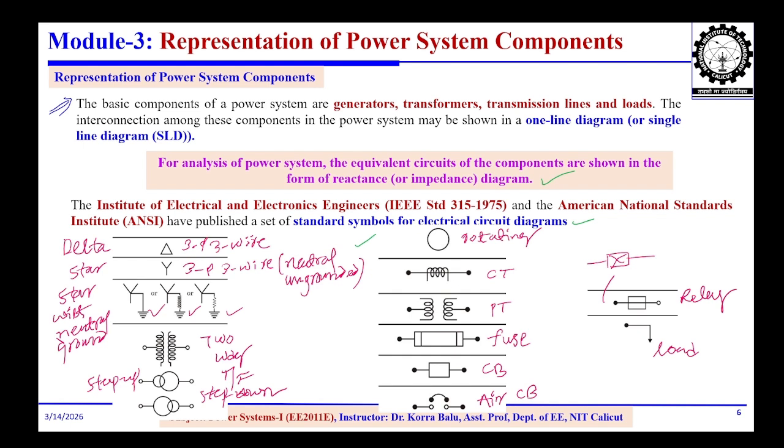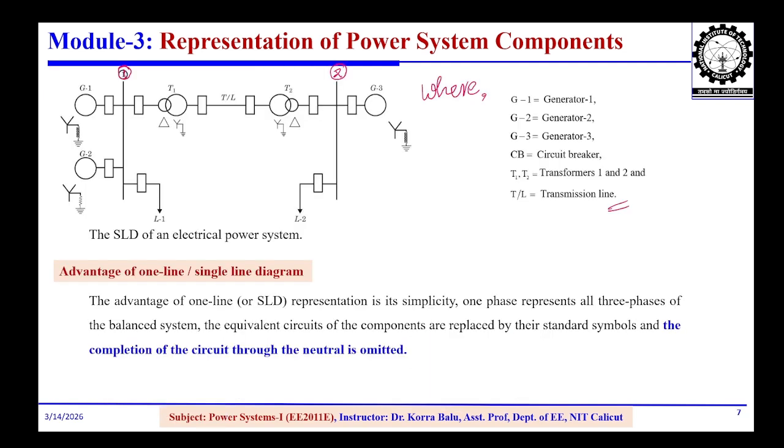Then we'll see the two winding transformer. We can show the two winding transformer, step up and step down, by using these two symbols. Then the circle which represents the rotating machines in power system representations. Then the current transformers, potential transformers, fuse, circuit breakers, air circuit breakers, and then the relays and the load. Sometimes in the power system a cross mark represents the protective relays. So this is the simple single line diagram of the given electrical power system.